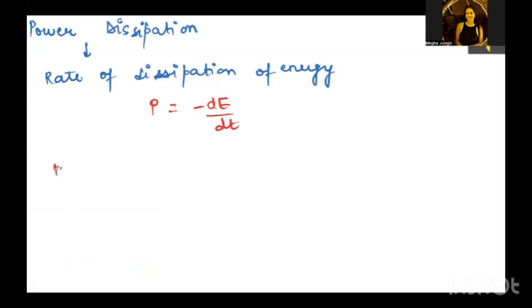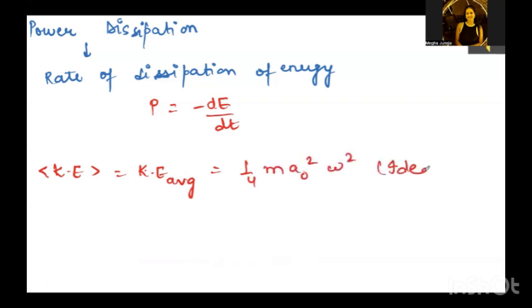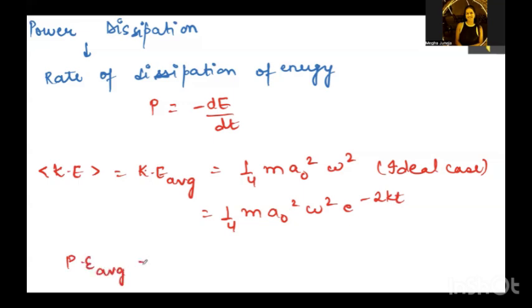Okay, and since kinetic energy, अब यहाँ पर अगर अब हम energy की बात करते हैं, and we can also say average kinetic energy. So average जो kinetic energy होती है हमारी, so 1/4 m a naught square omega square, but this is going to be an ideal case. ठीक है, बट जब अगर हम प्रैक्टिकल केस की बात करते हैं, सो दैट विल बी इक्विवेलेंट टू 1/4 m a naught square omega square e raised to the power minus of 2kt. Similarly, if in case we talk about the potential energy average, that is also equivalent to 1/4 m a naught square omega square e raised to the power minus of 2kt.